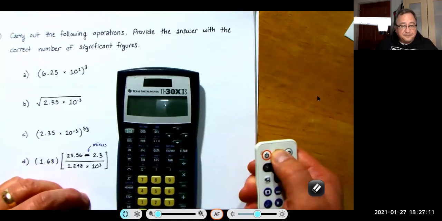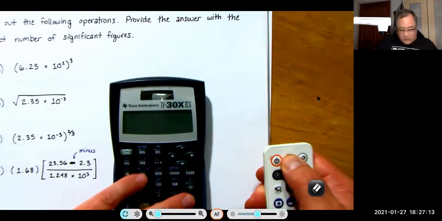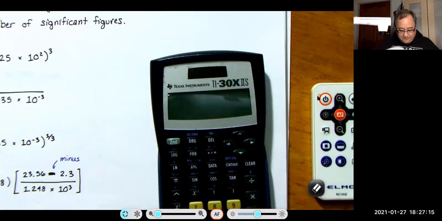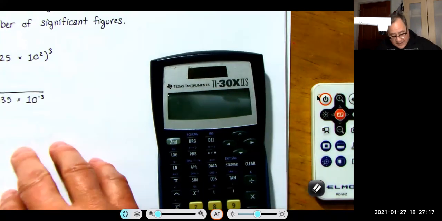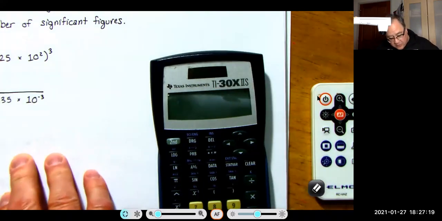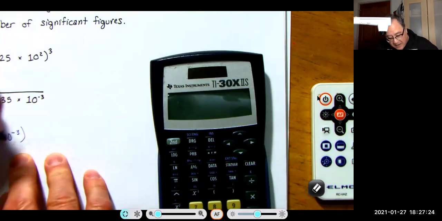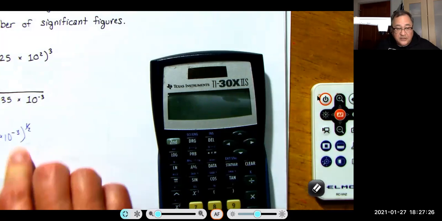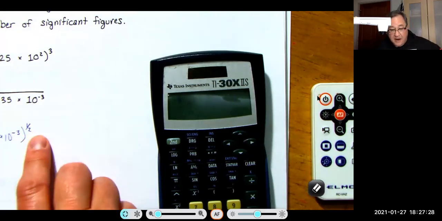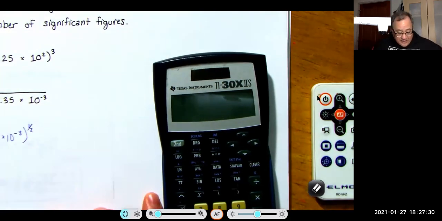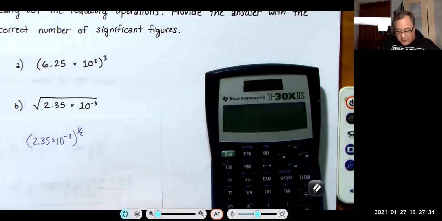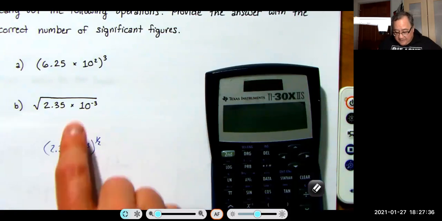So one of the things I'm going to write here is that this is the same as 2.35 times 10 to the minus 3 raised to the 1/2 power. When we say square root, that's the same as 1/2 power. And you can't see what I'm writing, so I'm going to scoot things over a little bit. So these mean the same thing.